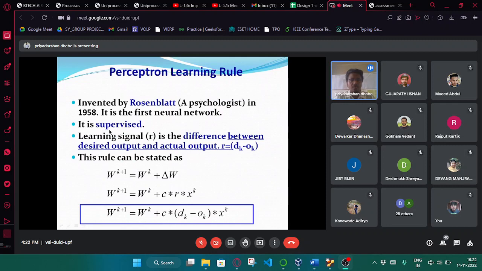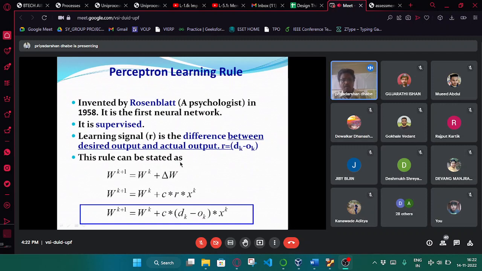It is supervised learning, which means the desired output for every input is known to us. The learning signal r in the perceptron learning rule is the difference between the desired output and the actual output. Since it is supervised learning, the desired output dk for the kth input pattern is known, and ok is calculated using the weights of the neuron. If dk is equal to ok, the learning signal r will be equal to 0.